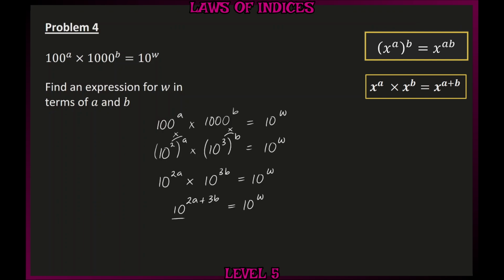Now that we have the same base on both sides of the equation, we can say that the powers must be equal to each other. And so we can say that 2a plus 3b is equal to w. And looking at what we have on this final line, we have an expression for w in terms of a and b. So this is our final answer to problem 4.